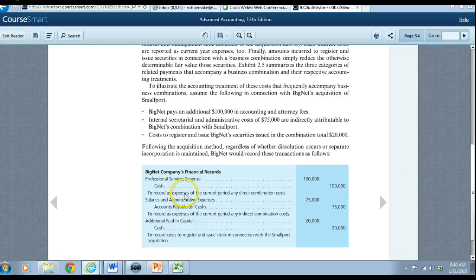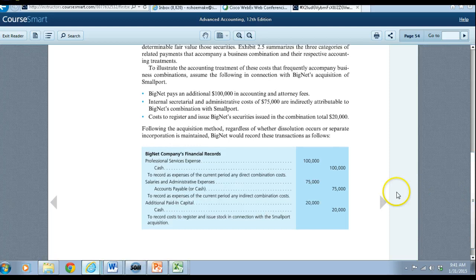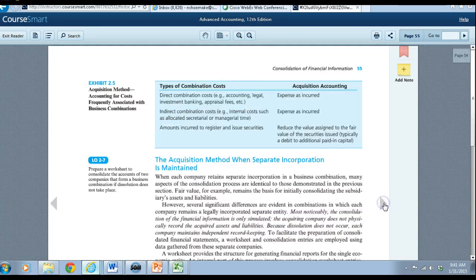So as you see here, the services are going to be expensed. The salary services are expensed, but any cost to issue the stock or register the stock just get reduced from the equity section in the financial statements. It's not an expense of the current period. Okay, it just reduces.